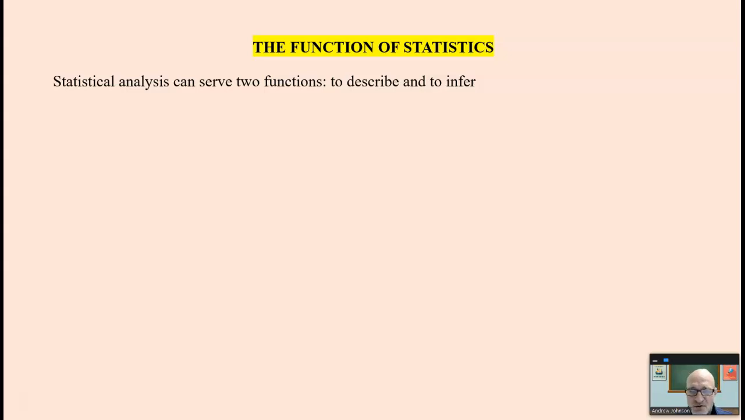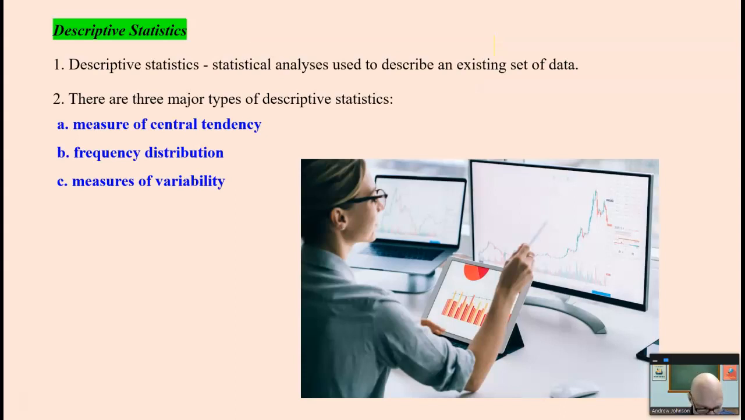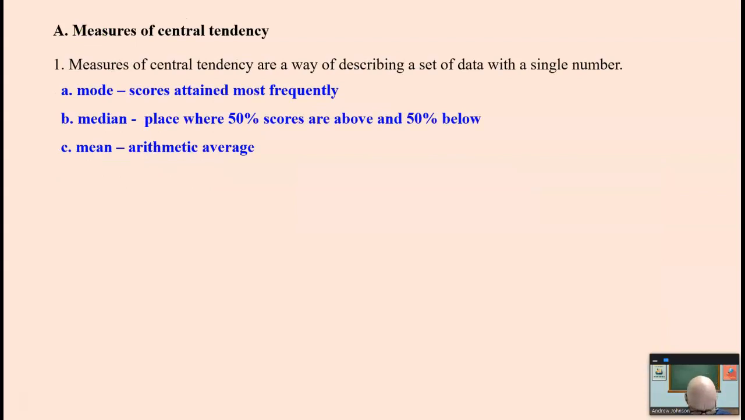Statistical analysis serves two functions: to describe and to infer. Descriptive statistics are used to describe an existing set of data, and there are three major types of descriptive statistics: measures of central tendency, frequency distribution, and measures of variability. So measures of central tendency describe a set of data with a single number.